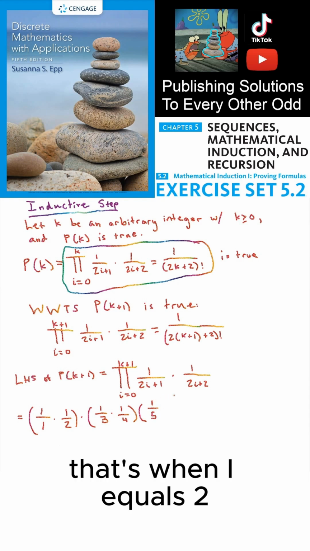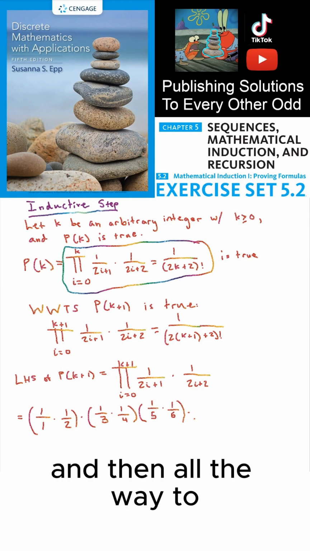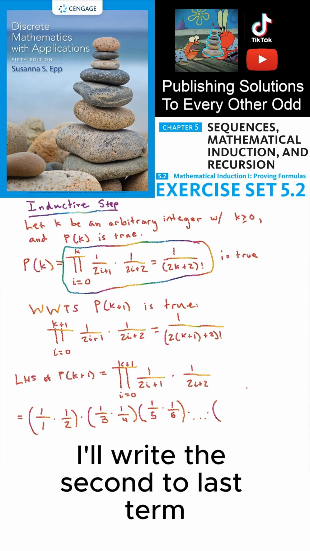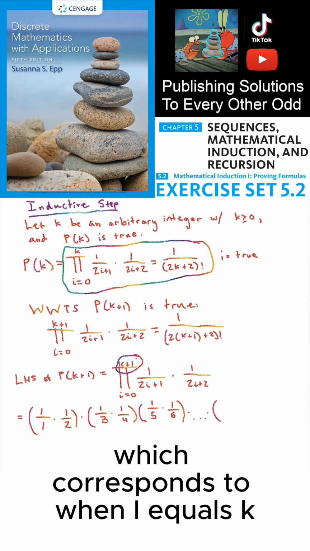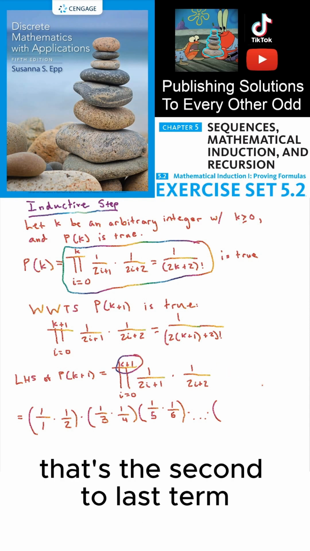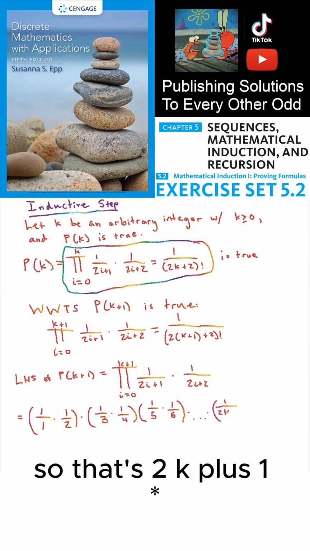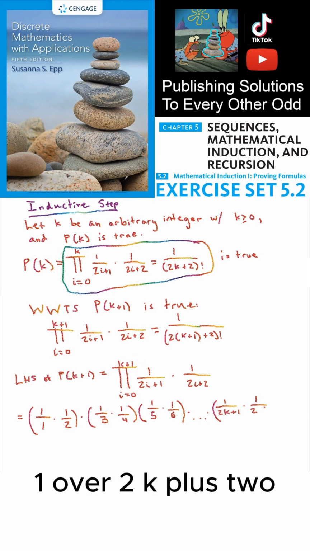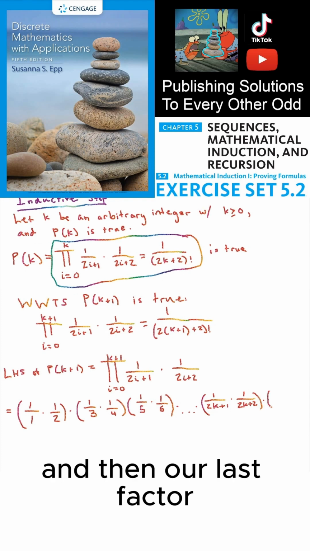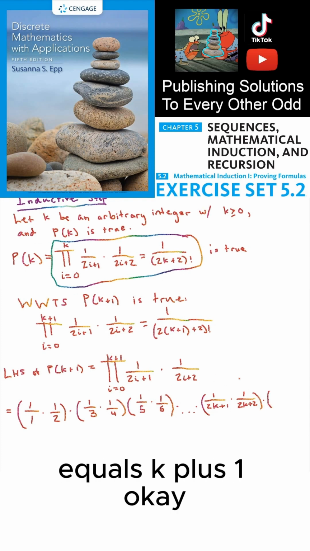That's when i equals 2 times 1 over 6. And then all the way to, I'll write the second to last term, which corresponds to when i equals k. That's the second to last term. So that's when I plug in i equals k, so that's 2k plus 1 times 1 over 2k plus 2. And then our last factor corresponds to when i equals k plus 1.